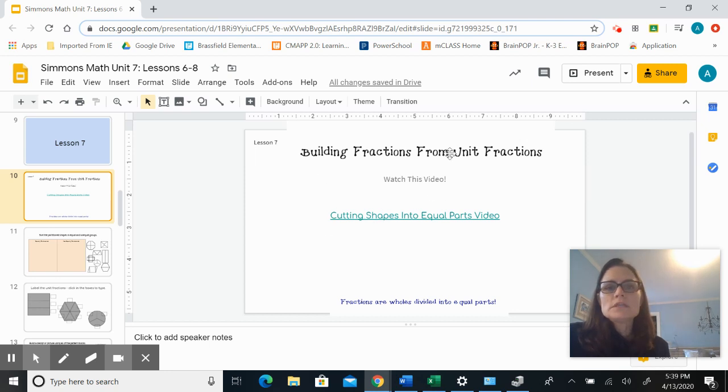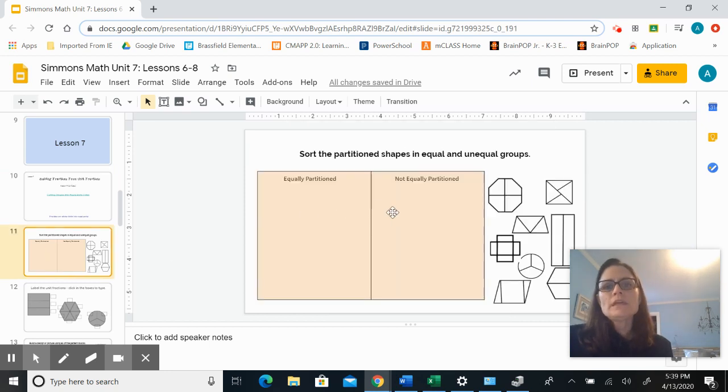So anytime you see it, read every slide. It doesn't look like there's a math problem here, but there's probably a good reason. We made a whole slide just so that you would pay attention to watching the video, okay? So make sure you watch that video. Then you're going to sort the partition shapes in equal and unequal groups.